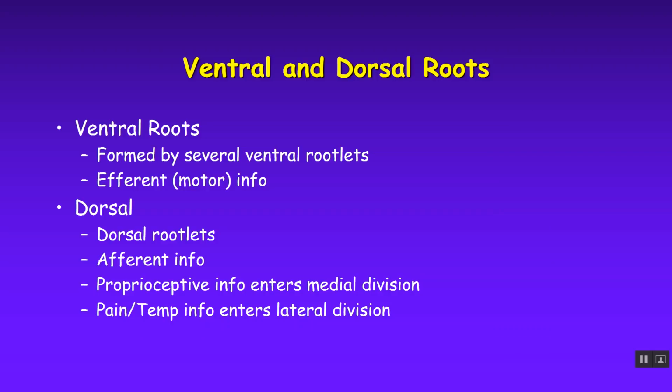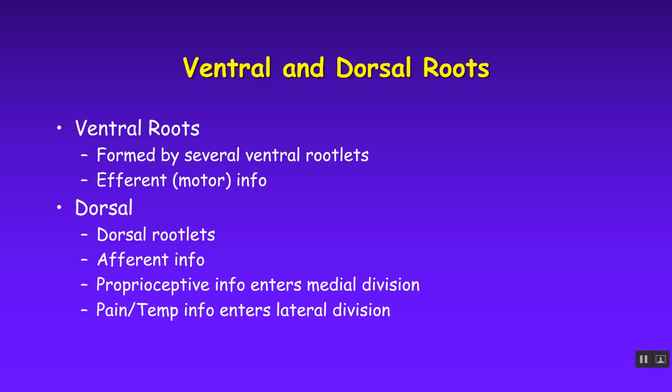So let's talk about the ventral and dorsal roots that come off the spinal cord. The ventral roots are formed by several ventral rootlets. They're efferent, motor, okay, and autonomic, typically, unless sometimes in the sacral level we have some parasympathetic fibers that go out the dorsal. But for the most part, ventral roots are efferent, motor nerves, or autonomic nerves that are going parasympathetic, sympathetic type nerves, okay?